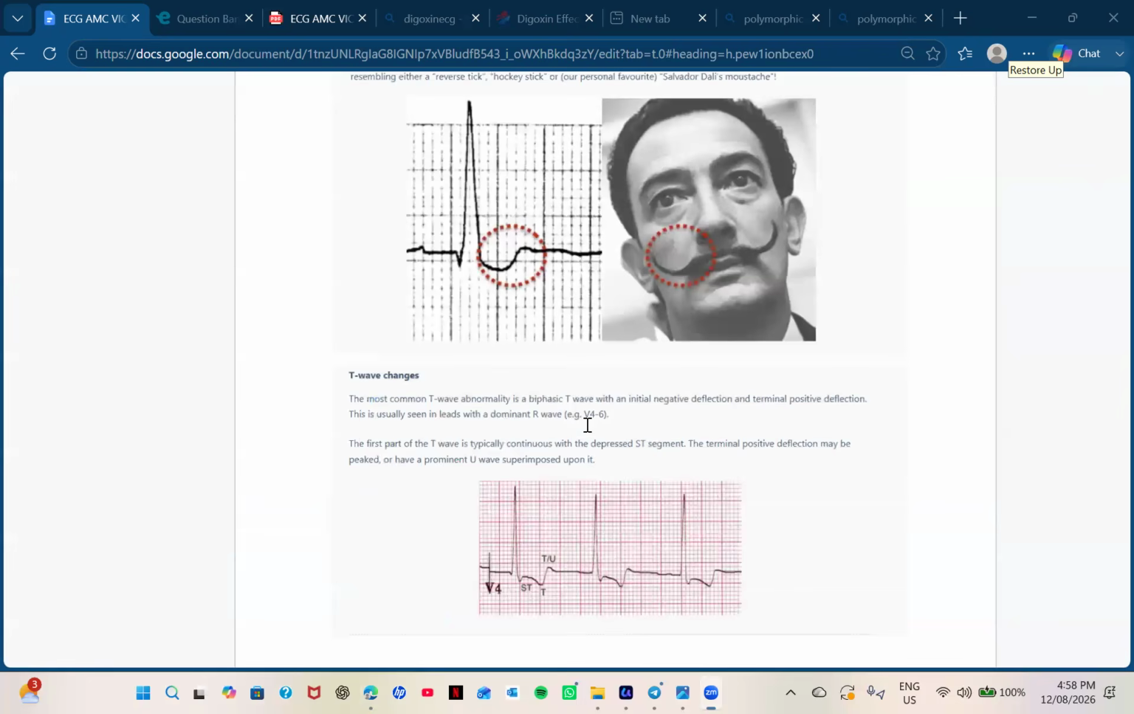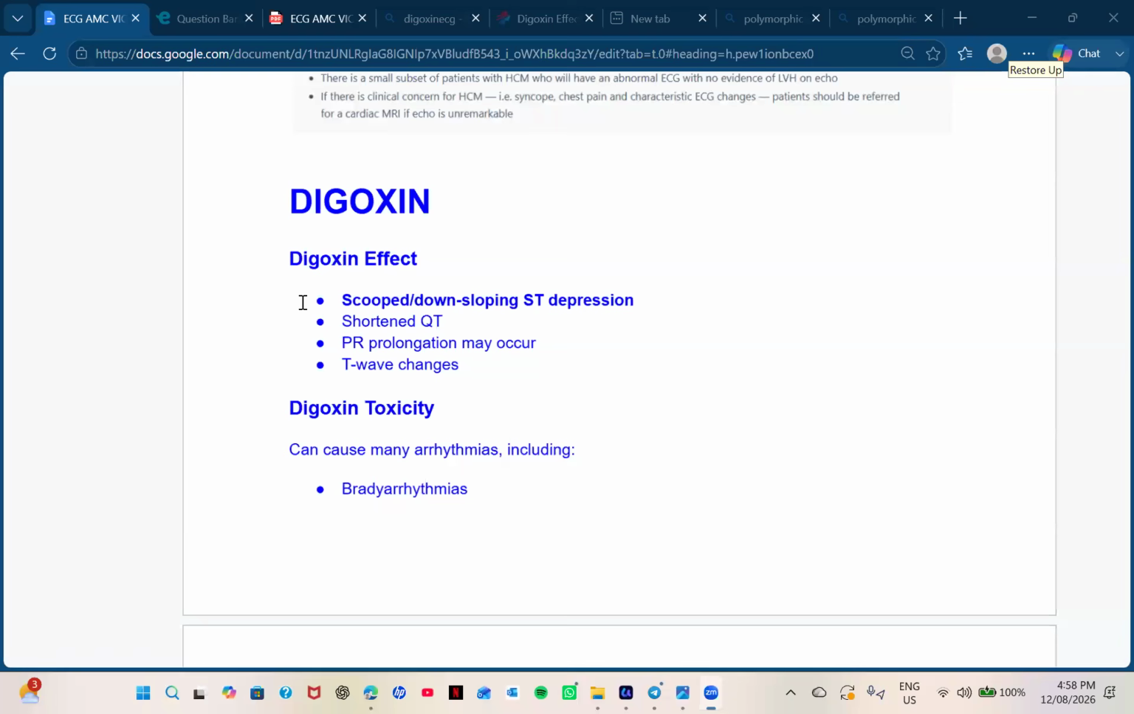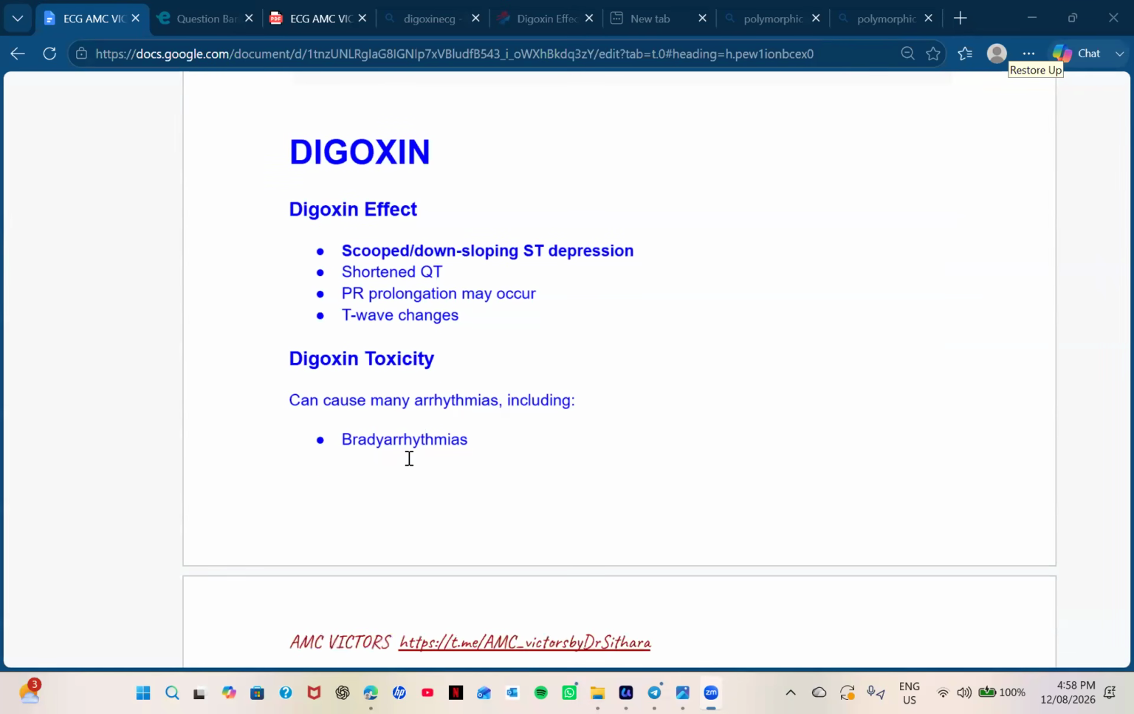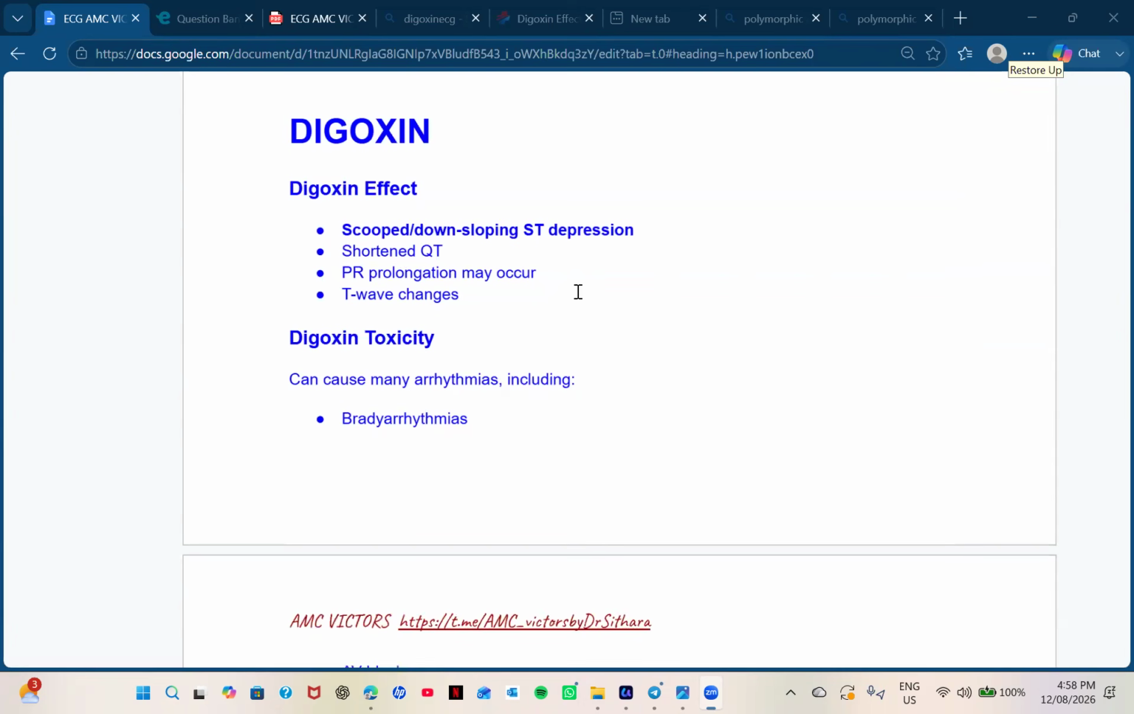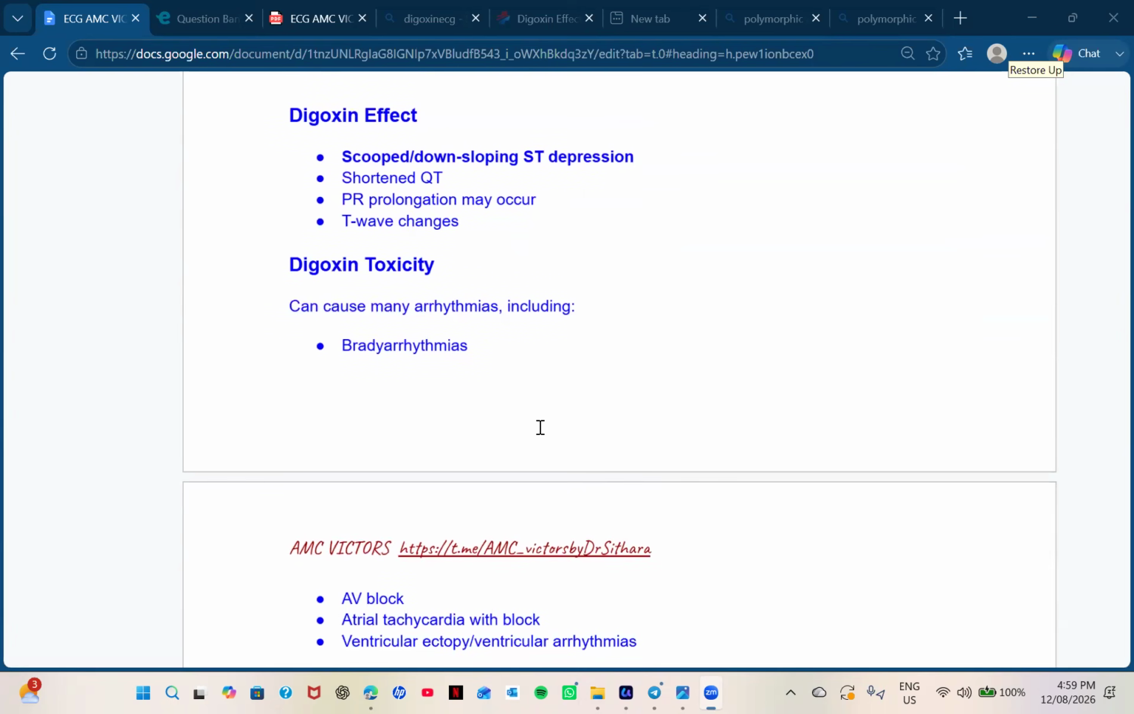The reverse tick sign, here this is the digoxin effect. We also call it the hockey stick sign, or the Salvador Dali mustache sign, right? So that doesn't mean there's toxicity. Remember, don't confuse the therapeutic effect with the toxicity. Here you can see the downslope ST depression or reverse tick sign with a short QT, PR prolongation may occur, and T wave changes you can also see.